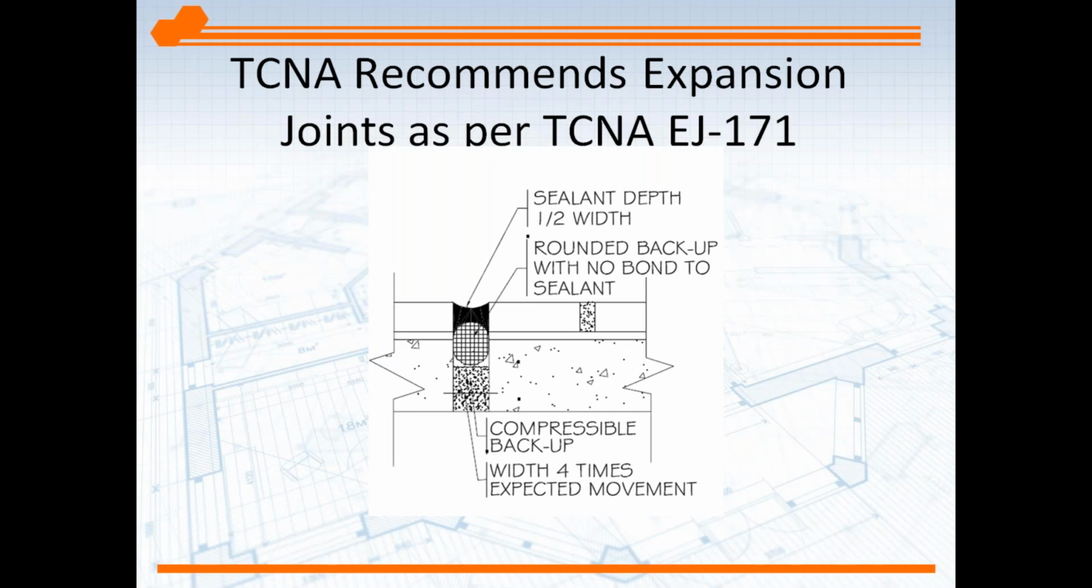And here's a picture of that slab I was talking about. This is a through joint through the slab. It's meant to move at that point, and it could move not only side to side, but it could move very little up and down. So that soft joint is completely necessary right over top of that joint in that slab. And this is a picture taken right out of TCNA's EJ 171. You see the sealant, the backer rod, which holds the sealant up.